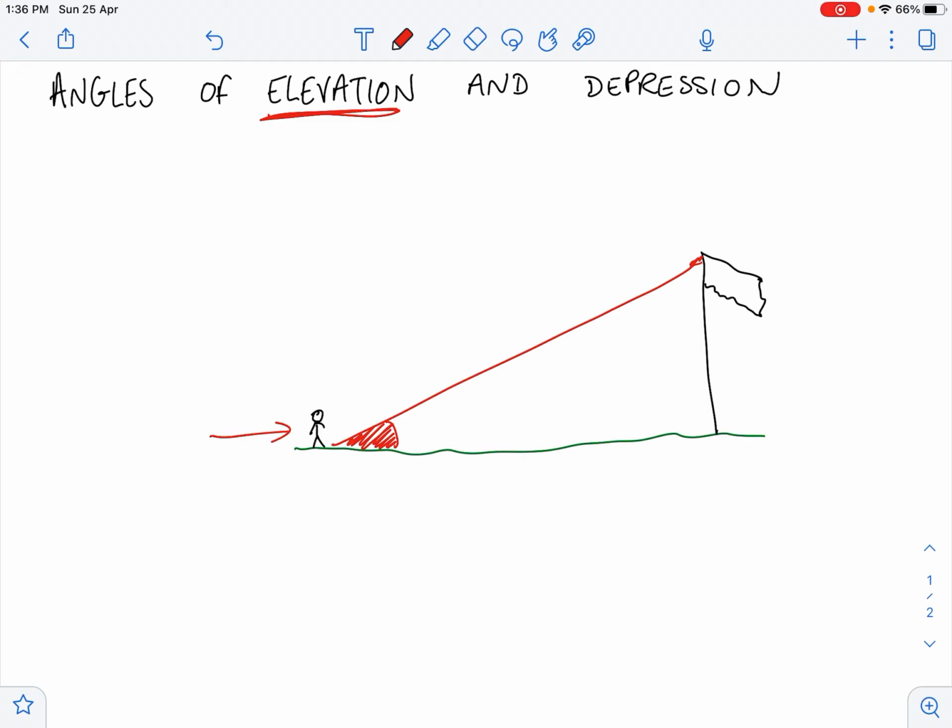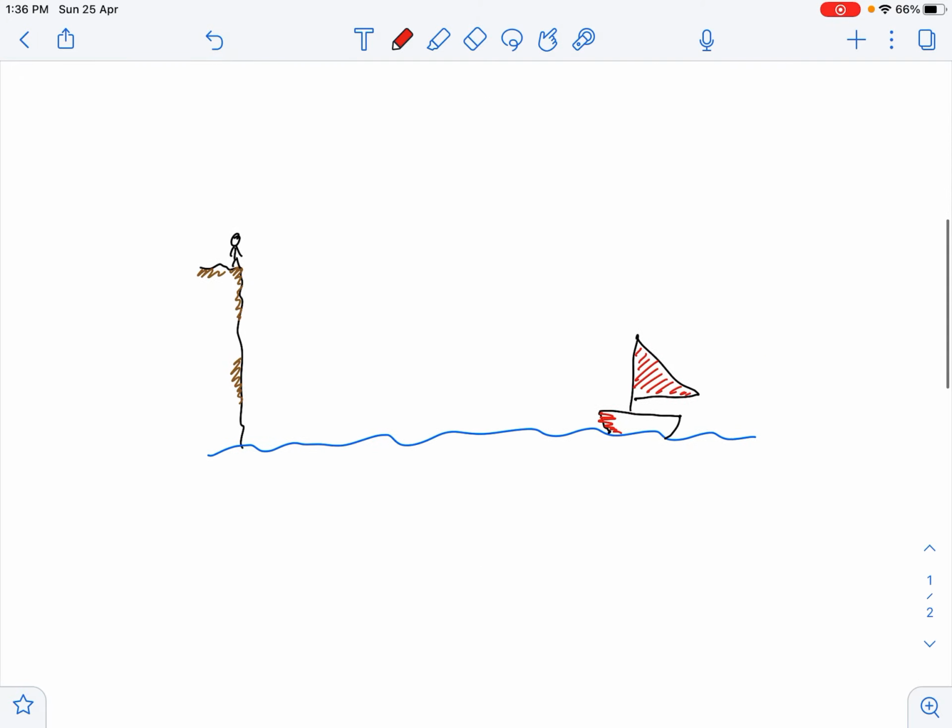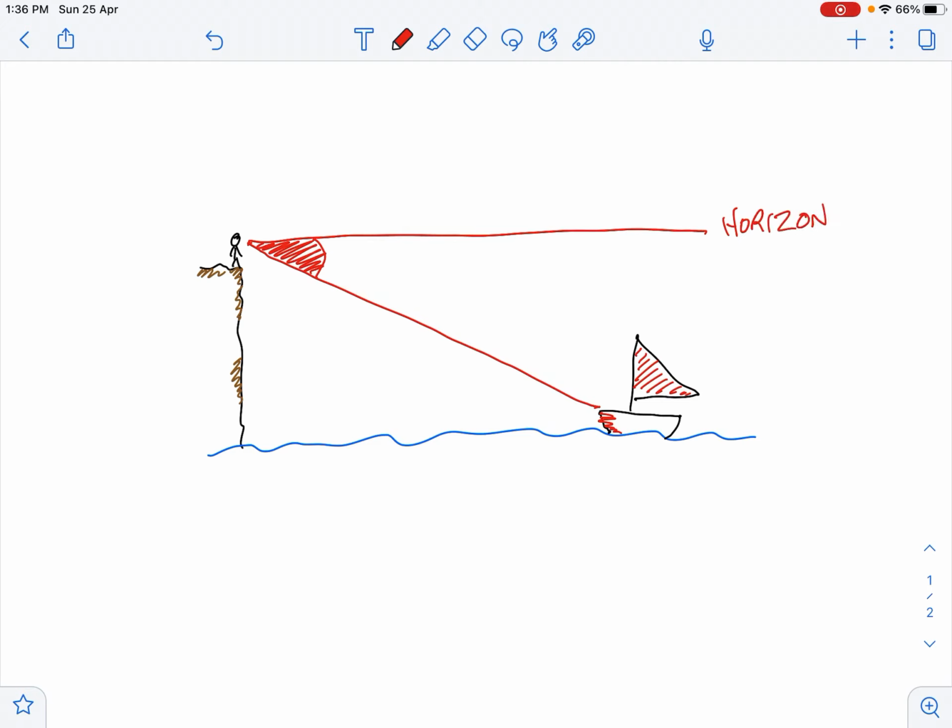Angle of depression, very similar, but we're looking down at objects now. So again, it's still from the horizontal down to an object. If I'm looking at this boat here, this is the angle of depression. So with both of them, it's from the horizontal line down to or up to whatever we're looking at. So that is angles of elevation and depression.